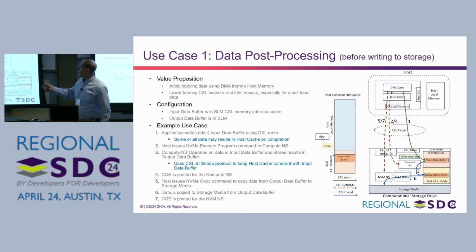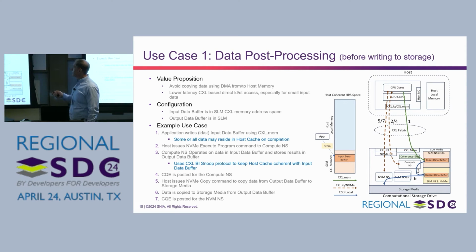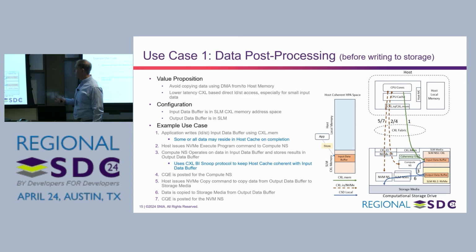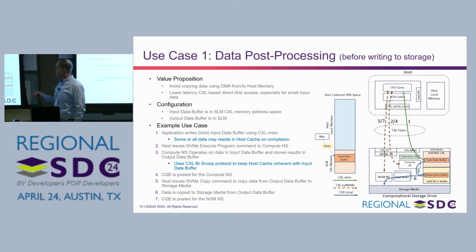All right, so at the top, we've got the host. That's obviously our host system. It's got CPU cores, CPU cache, our CXL interface, and host local memory here. We've got a CXL fabric that's connecting the two together, and then we've got our computational storage drive down here at the bottom. We've got a CXL.io interface with NVMe support. We've got a CXL.mem interface, a coherency engine, because we're going to need to maintain coherency, of course, with whatever we're talking to using CXL.